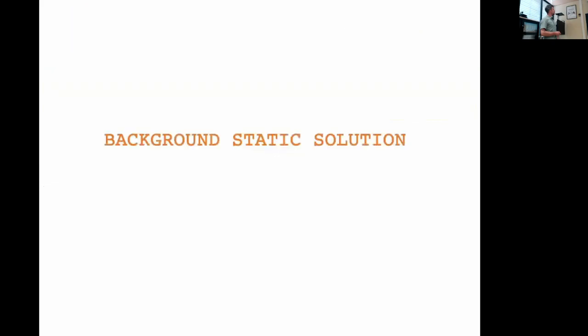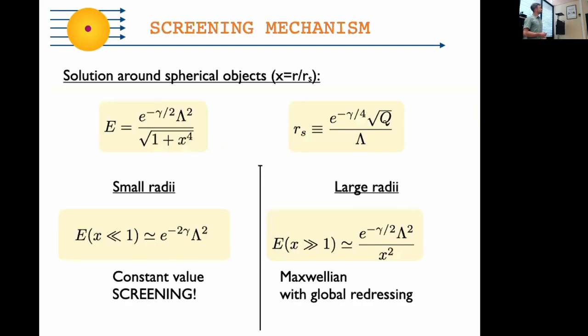So what can we do about this? Well, first of all, I will focus on background static solutions. So I want to add my theory, and I simply want to see what happens when I look at static solutions. Despite the Lagrangian you've seen before being very complicated, in this context where we're looking at static solutions, it has a very simple and analytical solution.